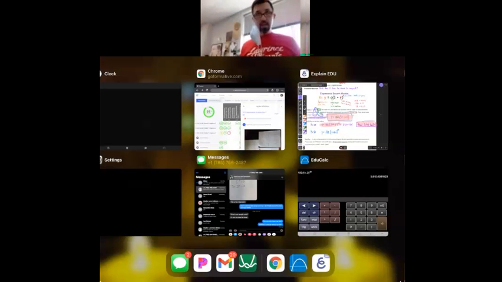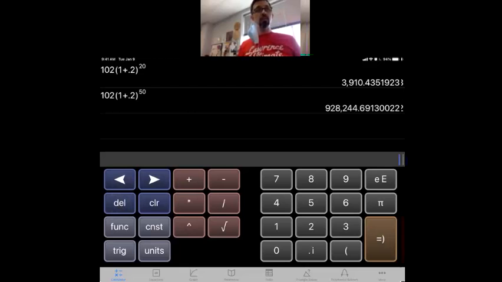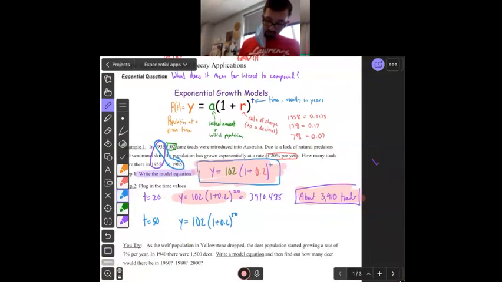It works the same way on the app. If I tap that up there, I go and I change the 20 to a 50. I don't have to retype the whole thing. So work smarter here. So 50 years, 928,245. Right, appropriate rounding. Round that up. 928,245. I'm going to use an approximation word. So around 928,245 toads.